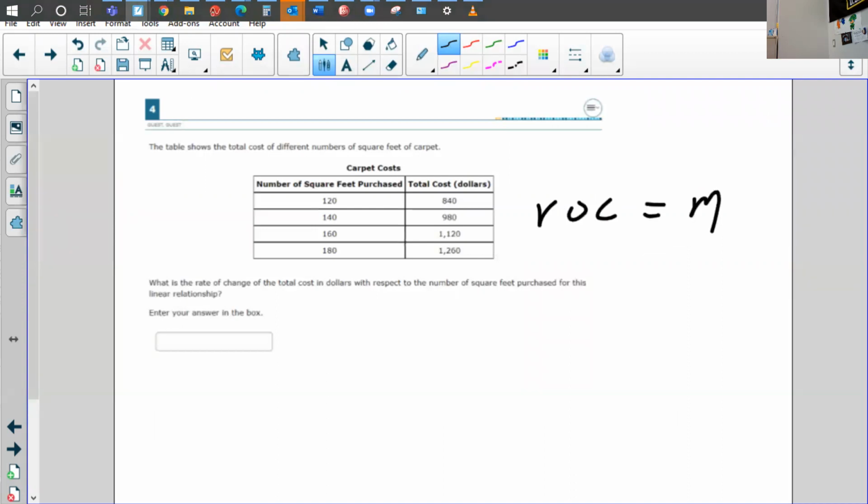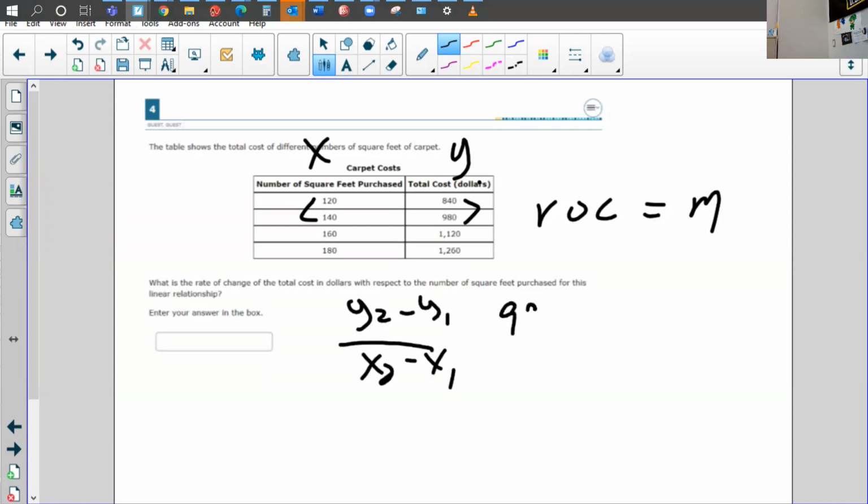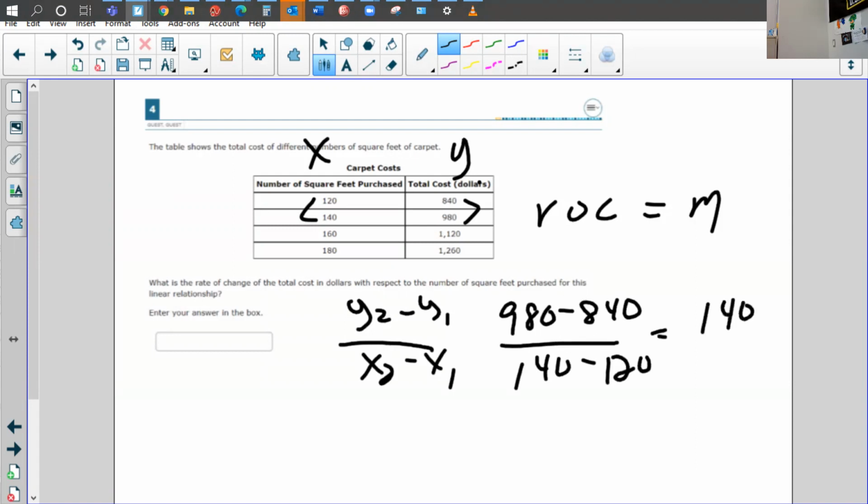And so delta y over delta x. So remember, the cost is going to be your y's. The square feet purchased is going to be x, because the cost depends on how many feet you purchase. All right, so this is dependent. So you take delta y, which is y2 minus y1, over x2 minus x1. And that's going to give me 980 minus 840 over 140 minus 120. And that gives me 140 on top and 20 on the bottom, and that is equal to 7.